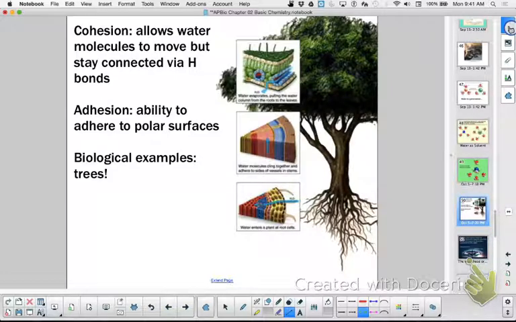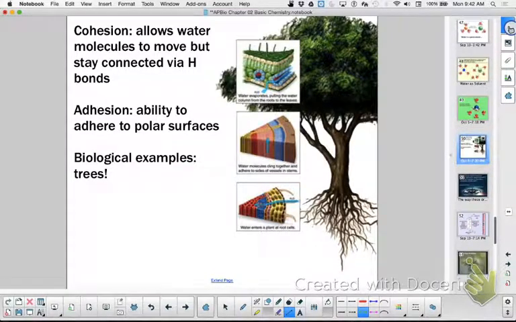So on your notes where it says number 4, cohesive and adhesive: bonds with itself and to other polar surfaces. Bonds with itself and to other polar surfaces. And then your number 4, biobeny, allows water to move up through trees. Allows water to move up through trees. And I'm going to give you 4 words on that.